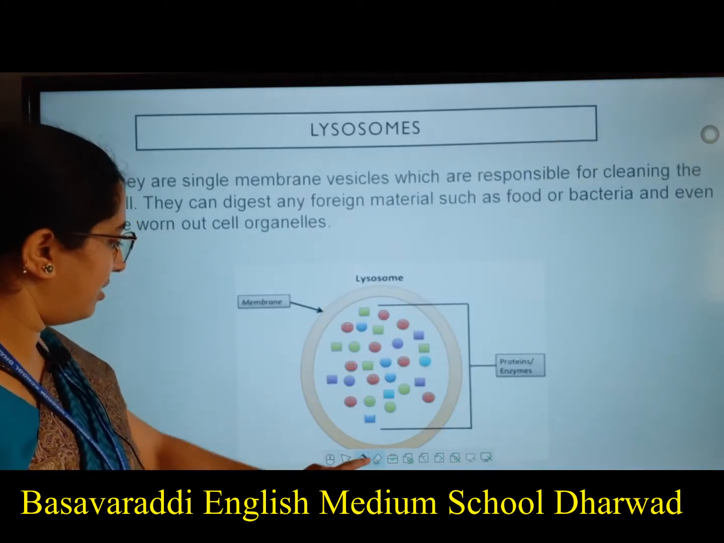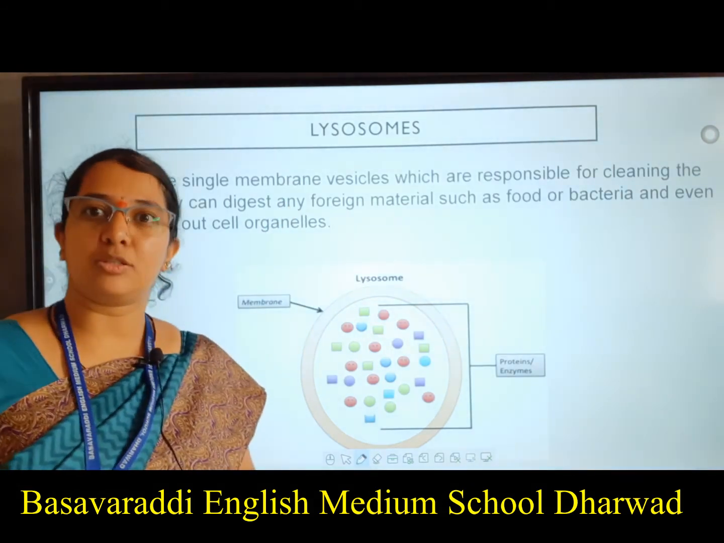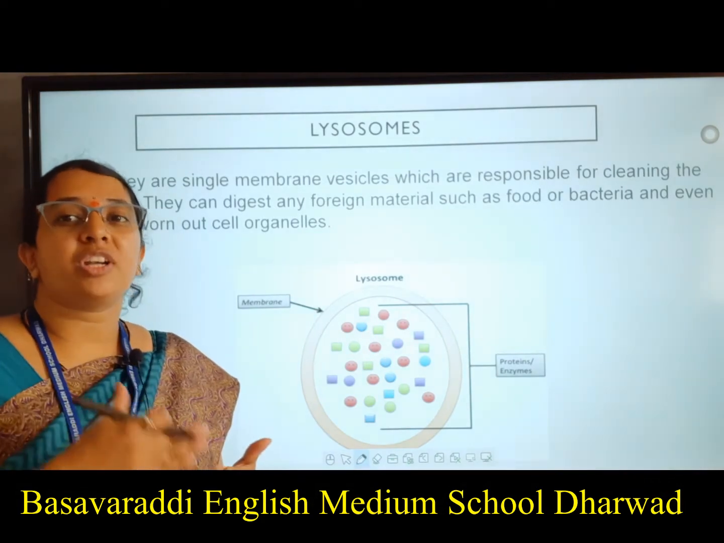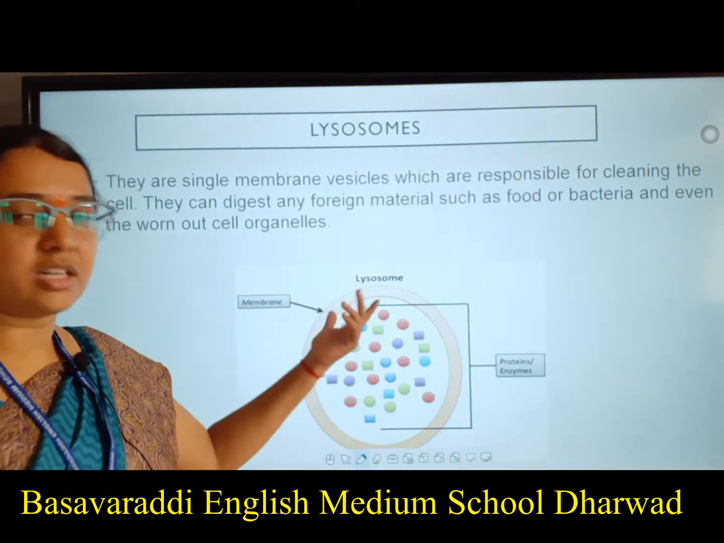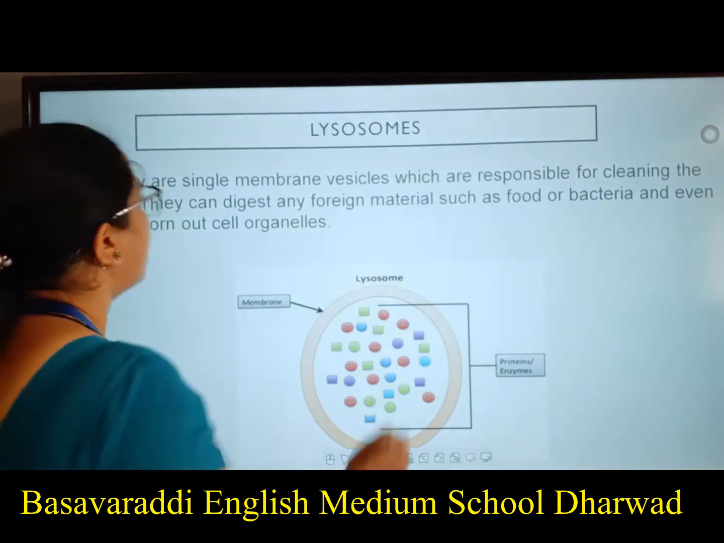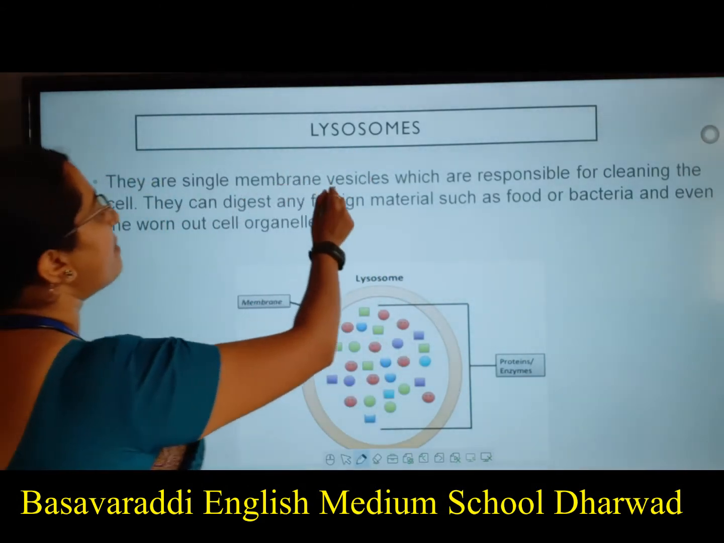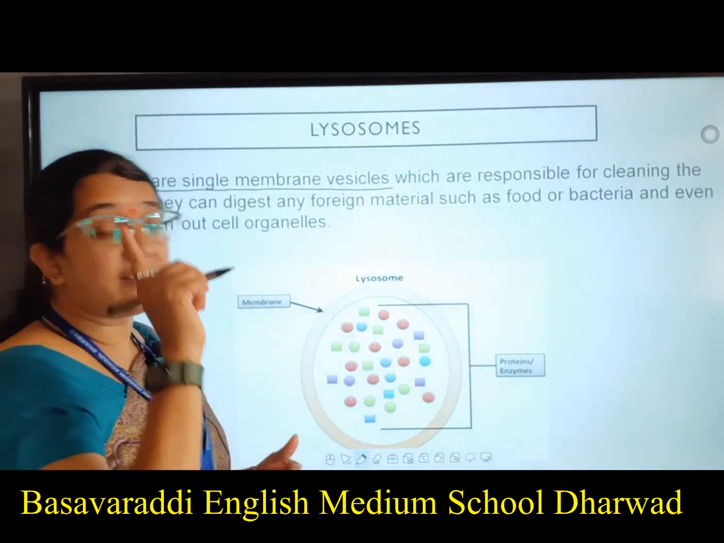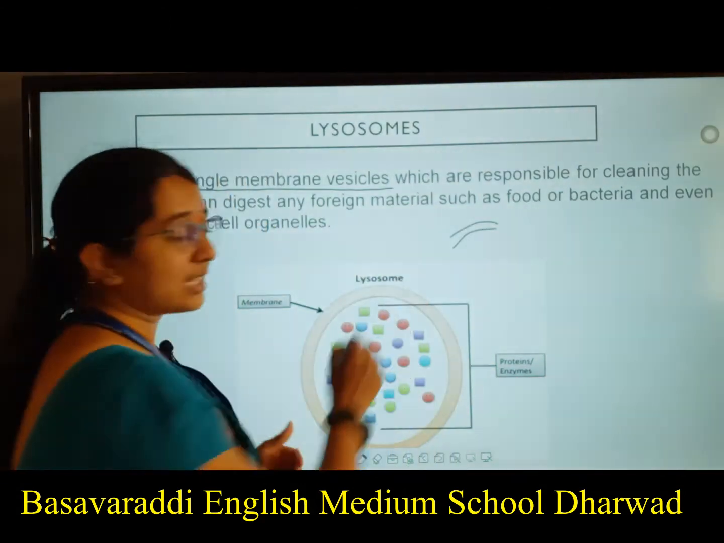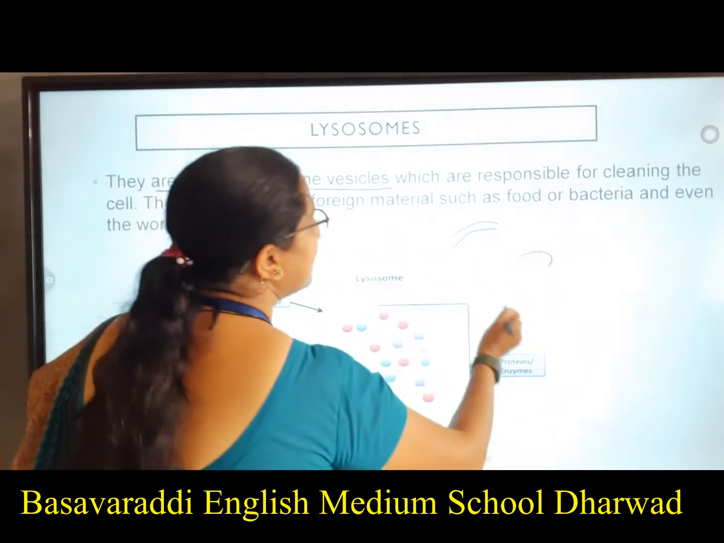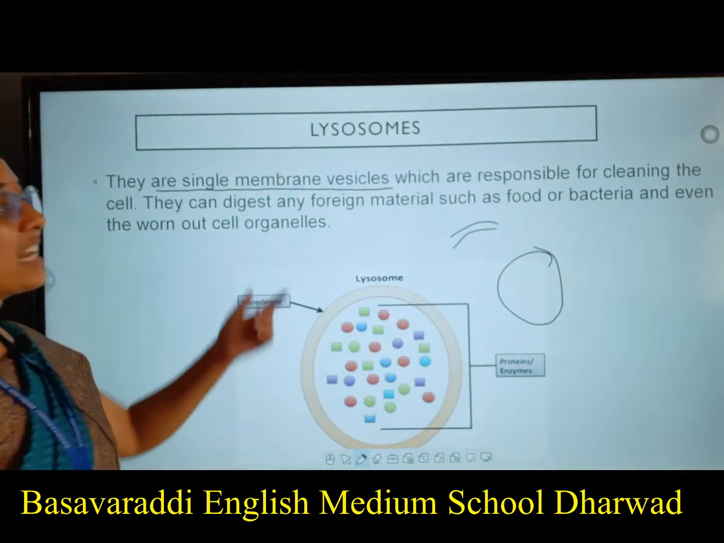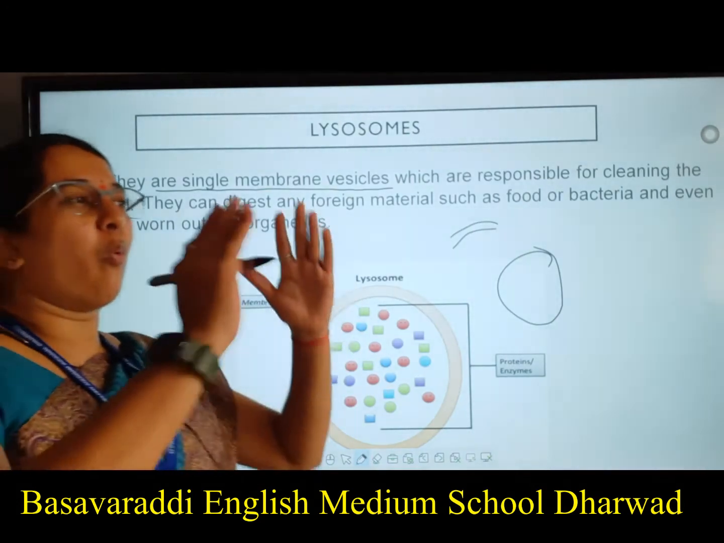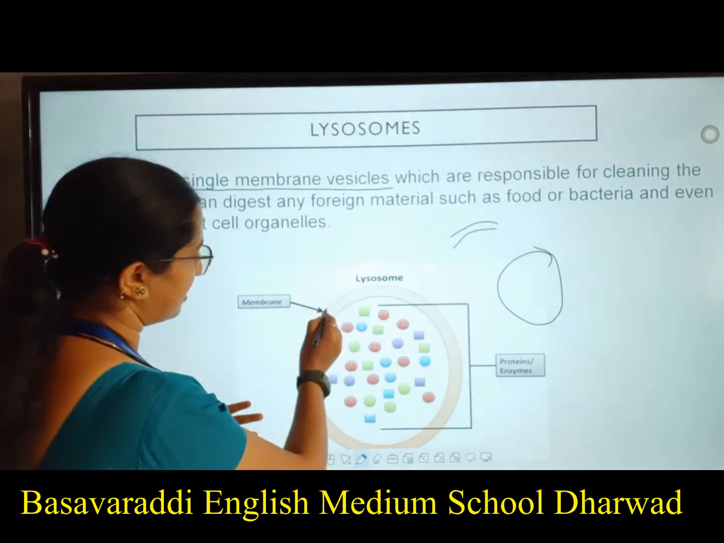The very next topic is lysosomes. We just saw that the Golgi apparatus is very important in the synthesis of lysosomes, so let us study about lysosomes here. Lysosomes are single membraned vesicles. This is very important. They don't have a double membrane as in the case of the cell membrane. They are single membrane vesicles which are responsible for clearing the cell, that means all the waste. This is the membrane.